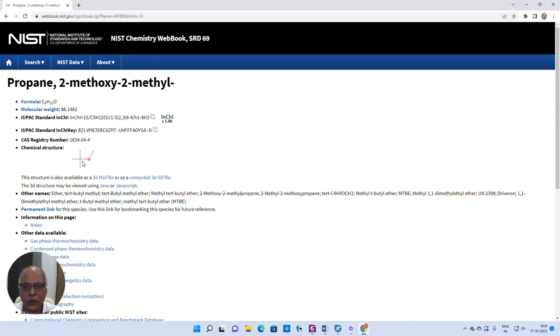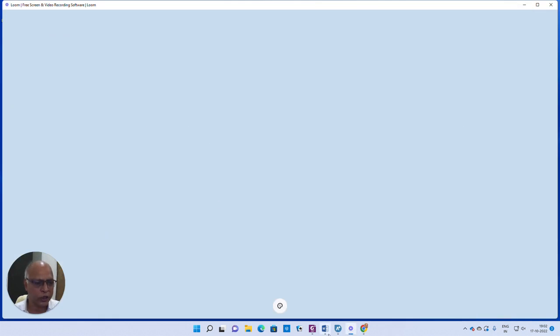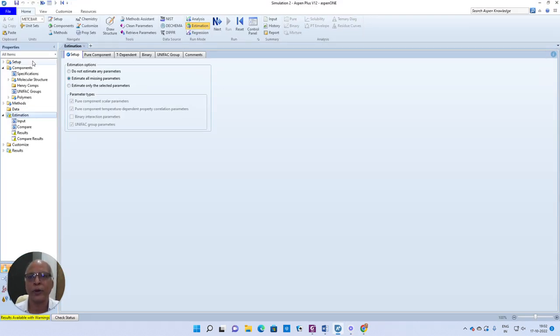So without specifying the molecular structure, you can import and use it for estimating the properties. For example, ASPEN can take the 2D mole file format. Just click on this. You will be able to get this 2D mole file. Once you have such information, once again, I'll be able to make use of this in ASPEN to estimate the properties.